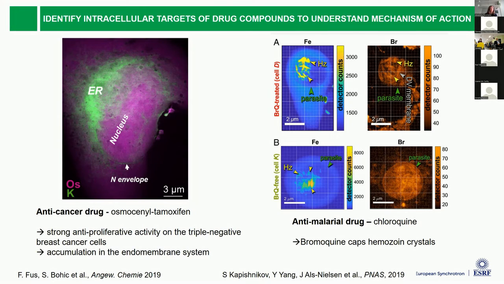We could see that it accumulates in the endomembrane system, which Annalise already showed you a little bit earlier. And then in the case of malaria, we looked at chloroquine, that now everyone knows about. And we could find that it caps the hemozoin tracer. So basically you can understand more how the actual drug acts and how it is effective.